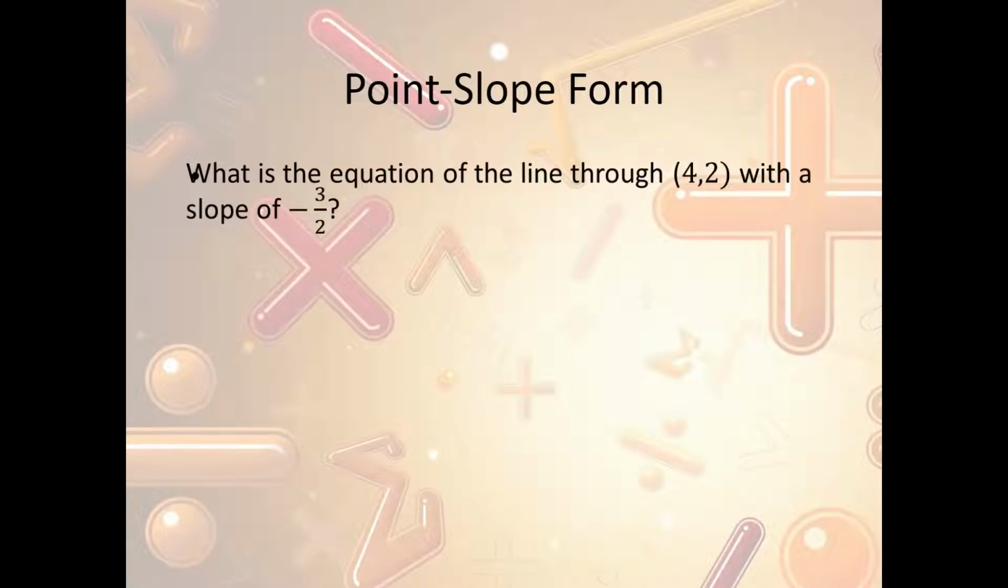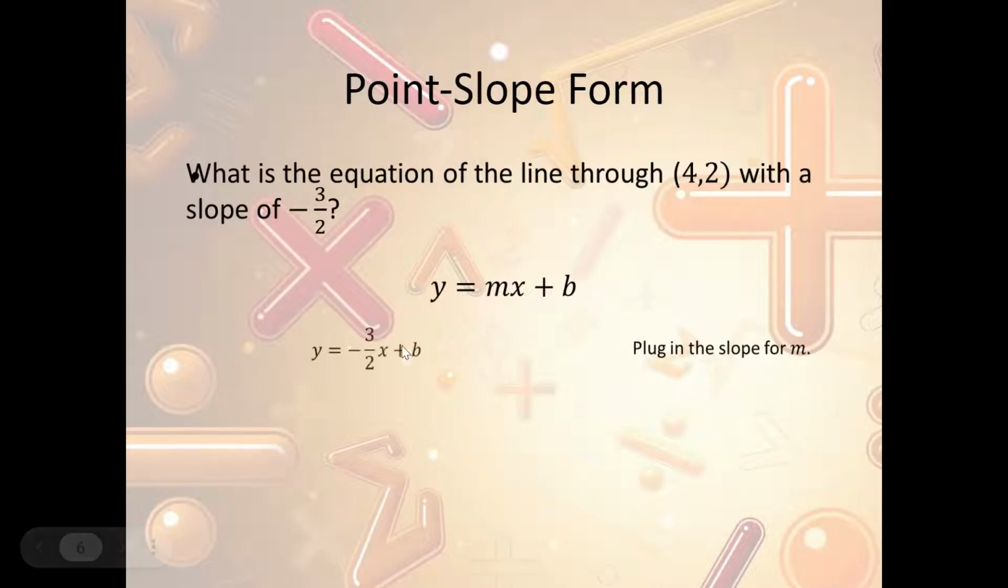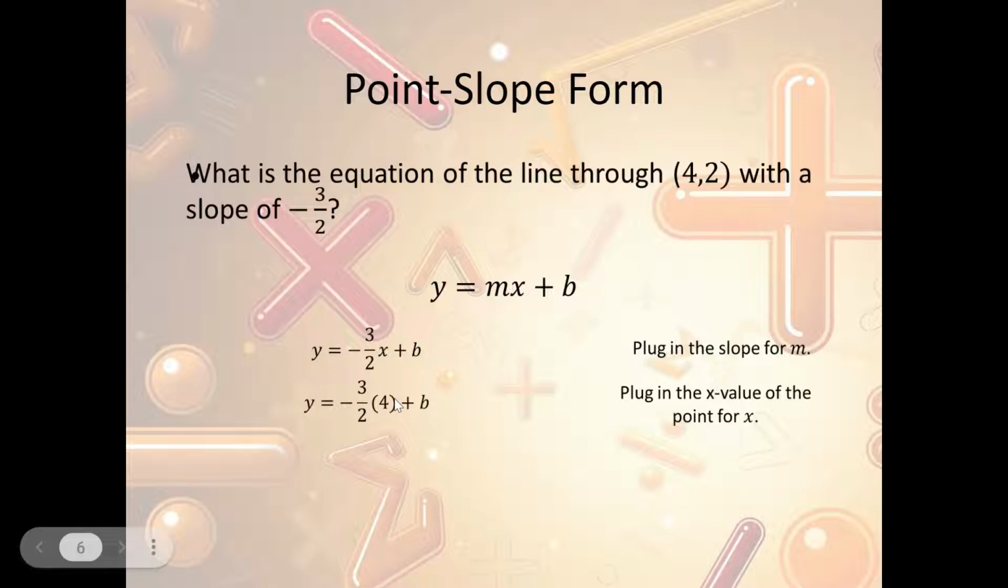Let's look at one more example. We're given a point 4, 2, and the slope of -3/2. So we're going to use the form y equals mx plus b, and we're going to plug in the slope for m, which is -3/2. So that goes there. And we're going to plug 4 in for x there. So we got y equals -3/2 times 4 plus b. Then we're going to plug 2 in for y, which is here. So it becomes 2 equals -3/2 times 4 plus b.